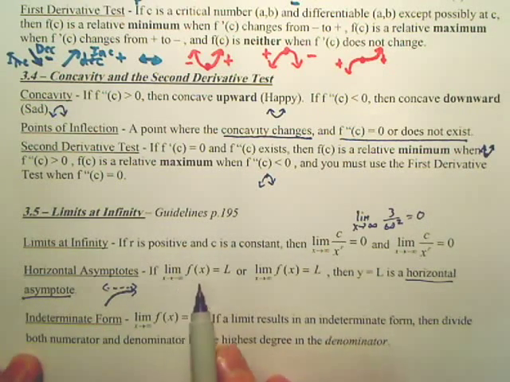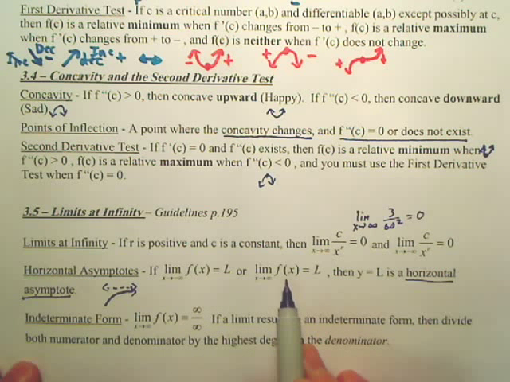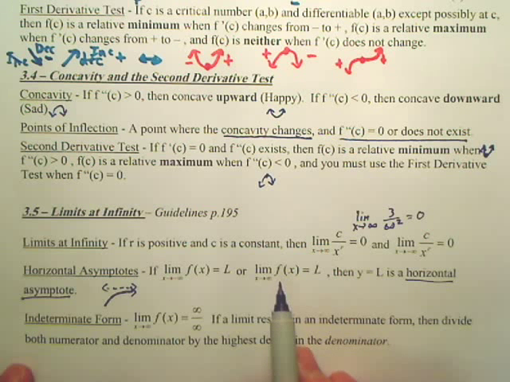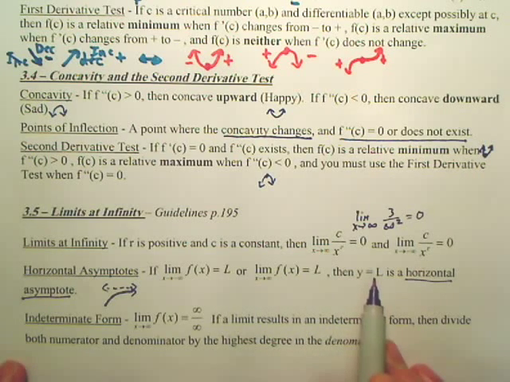So if you take a limit as x approaches infinity, and your answer is a number, that number is your horizontal asymptote. It's a characteristic at the end of the graph. Do many graphs have horizontal asymptotes? No. Most go on forever up and forever down. But some will go towards an asymptote at the end. And for those, the L value is your asymptote.